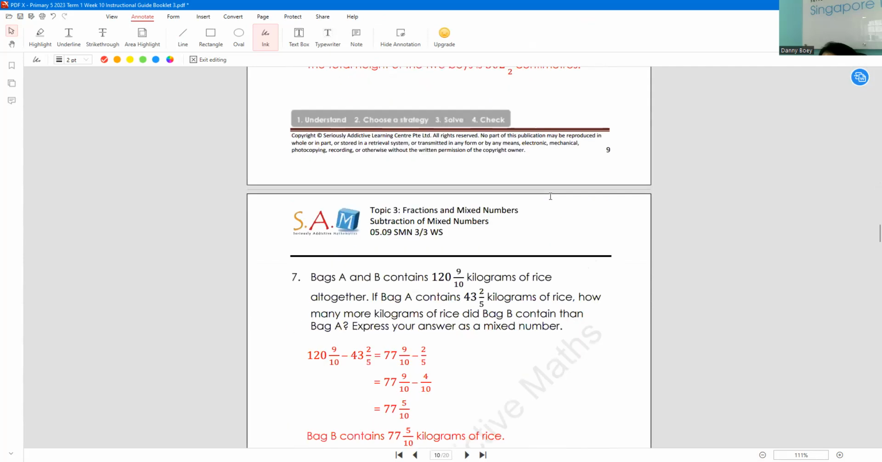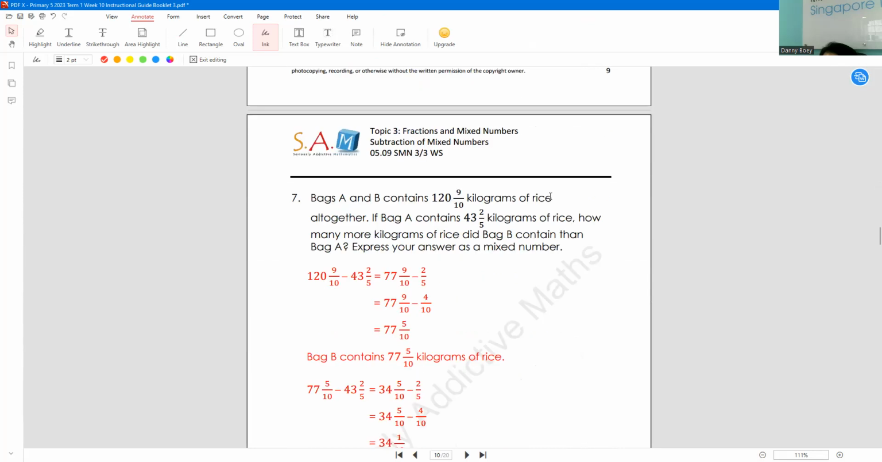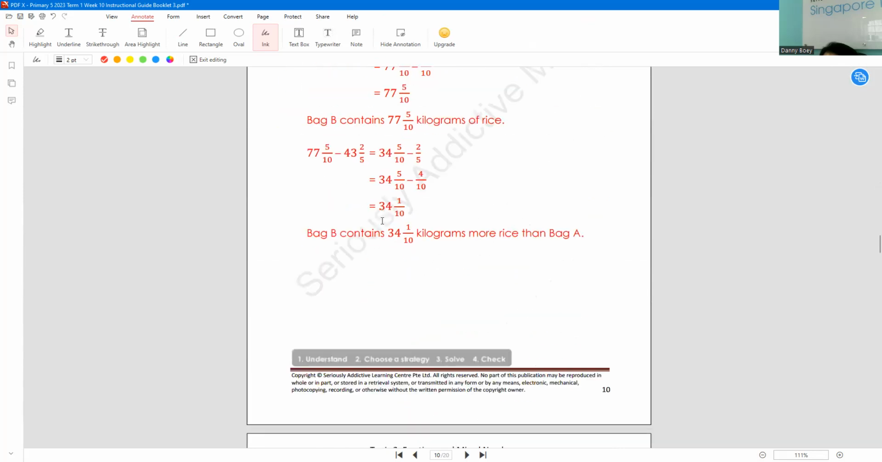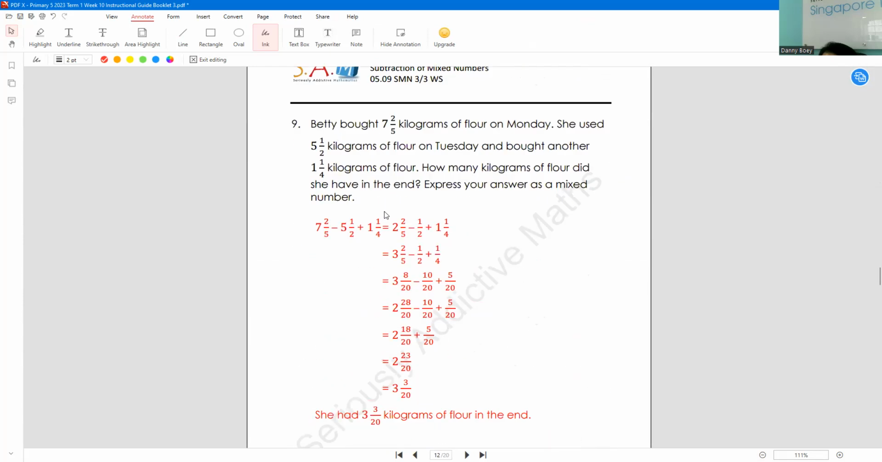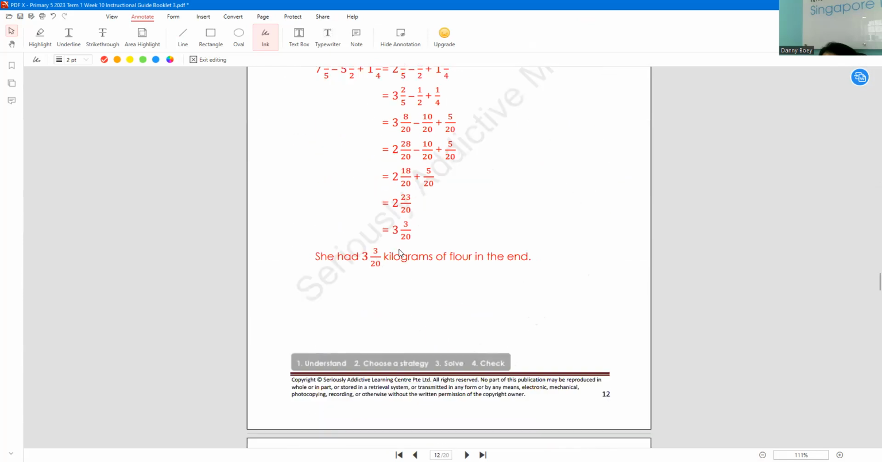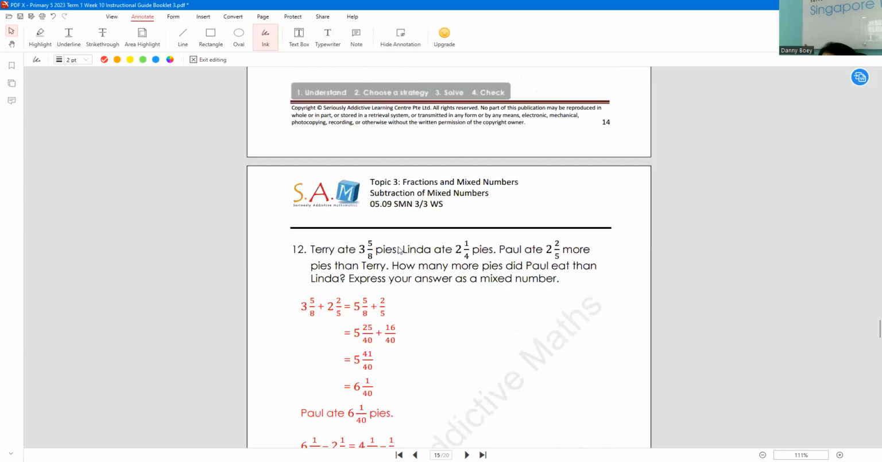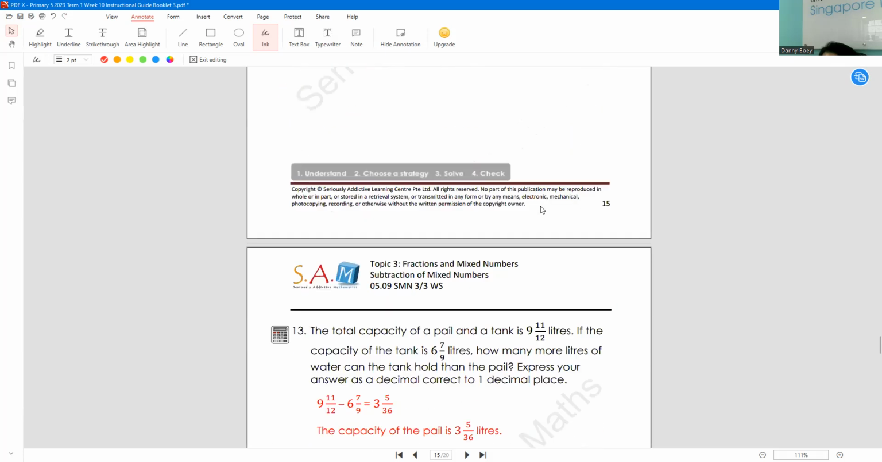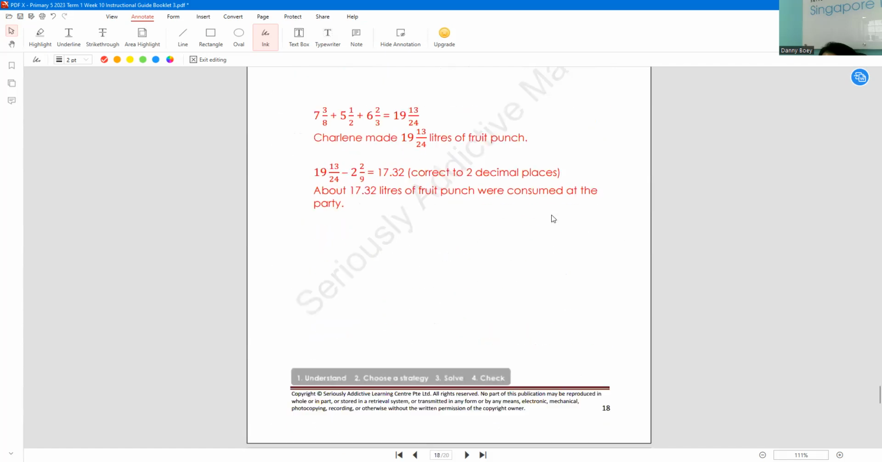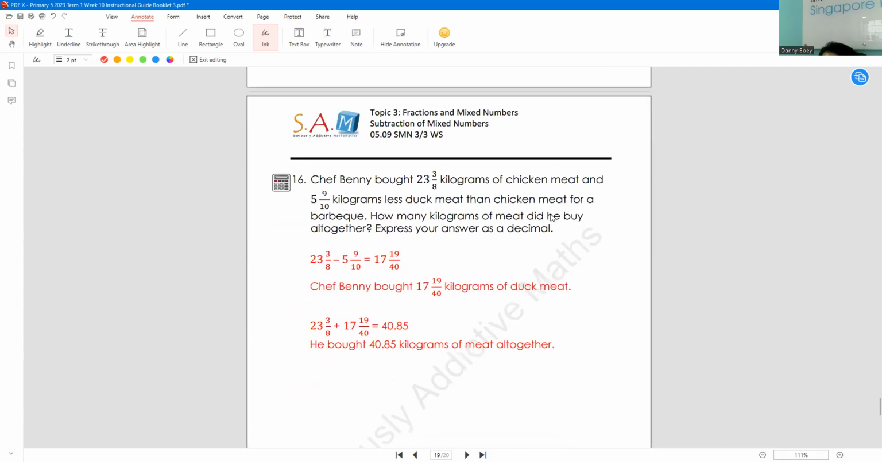And then maybe let's see. A word problem here, question 7. If they can't finish it within the class, that is fine. Question 9, you can always do it as homework. So a lot of this here. This one, they have to read it carefully. The method here is Terry how much, Linda how much, Paul how much, and then they have to do the subtraction. So all these are really repetitive questions.